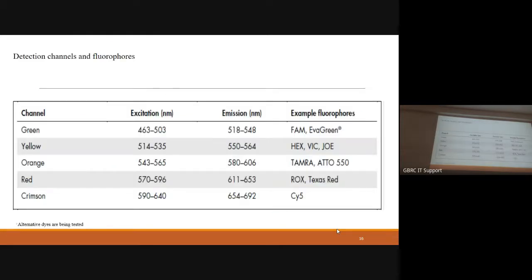The digital PCR system from QIAGEN that we have comes in two different formats.